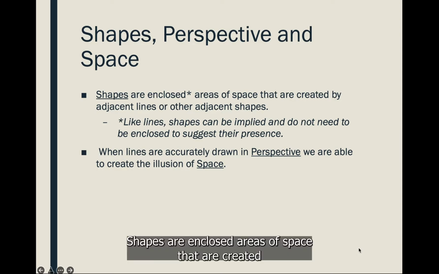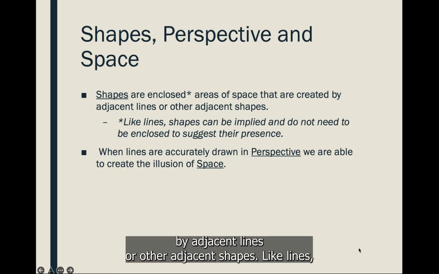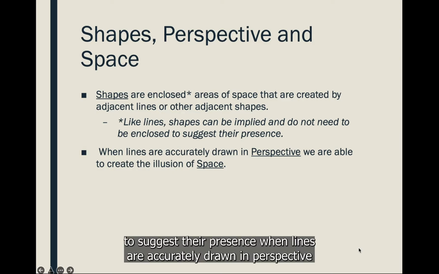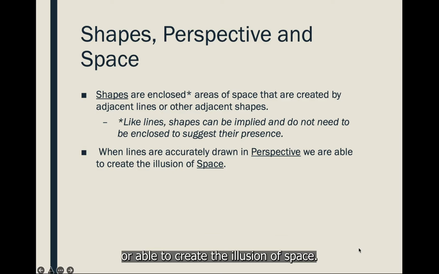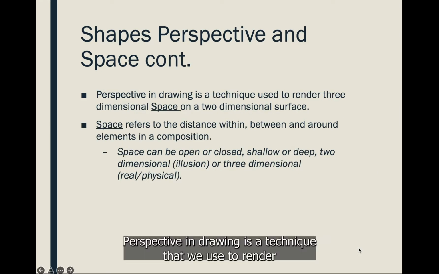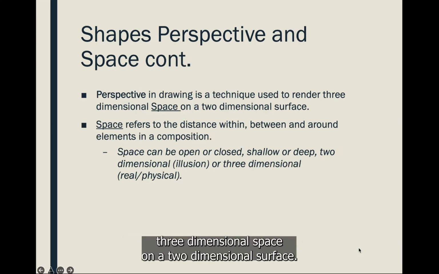Shapes are enclosed areas of space that are created by adjacent lines or other adjacent shapes. Like lines, shapes can be implied and do not need to be enclosed to suggest their presence. When lines are accurately drawn in perspective, they are able to create the illusion of space. Perspective in drawing is a technique that we use to render three-dimensional space on a two-dimensional surface.